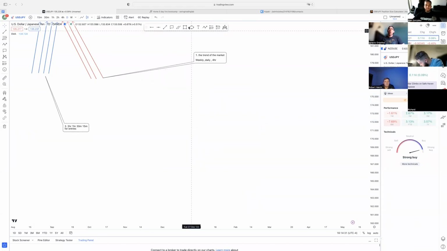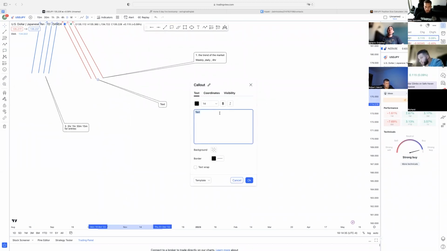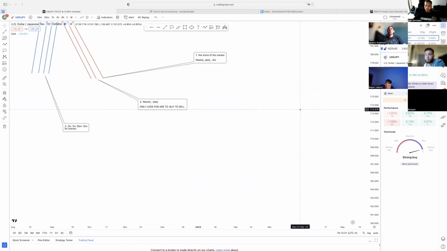And then the second thing in my strategy is area of interest. I only look for my area of interest on the weekly or daily. I only look for an area to buy or sell. And this is the second part of my strategy. So I want you guys to understand what this means right here.